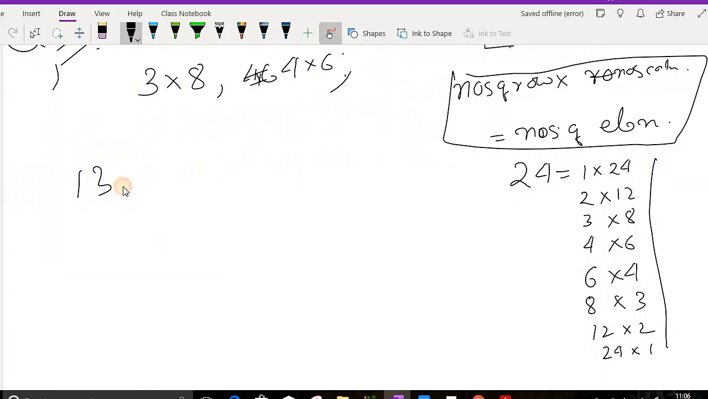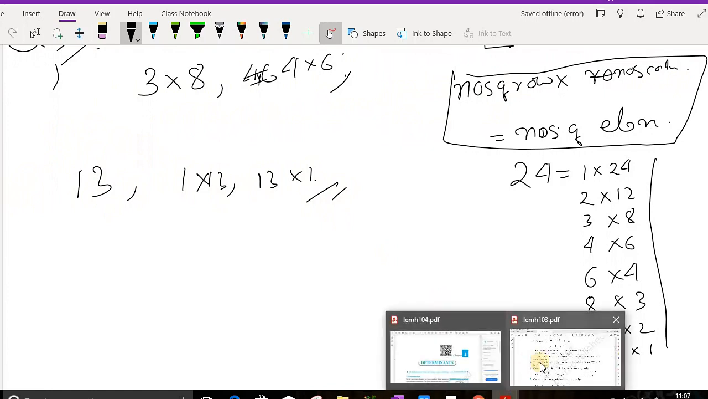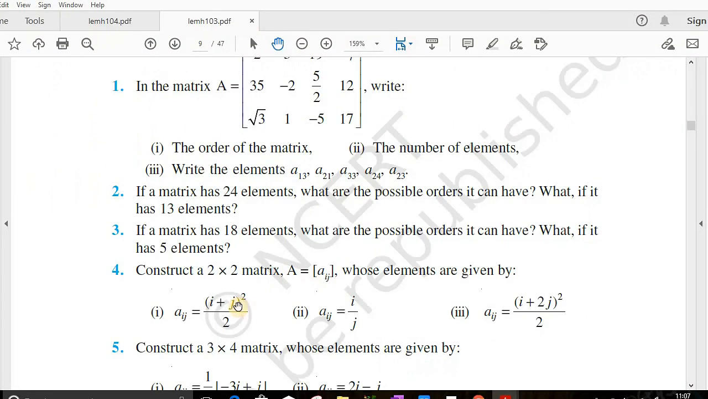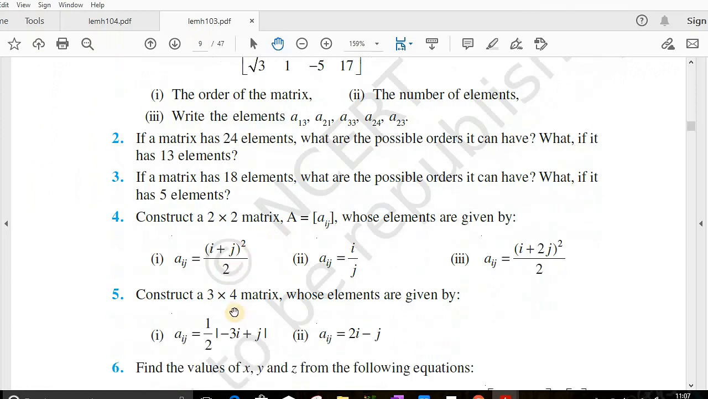Okay. So what about 13? If you have 13 elements, what are the possible orders? 1 by 13, 13 by 1. Yeah, that's it. Okay, that's good. You're going great. So what is the next? I don't care about question number 3. You can do it. We'll go to question number 4.